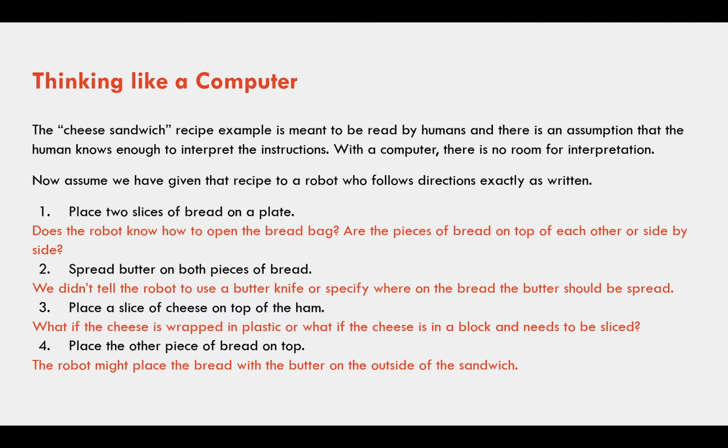Now, what about the cheese? The cheese could be in the fridge. We haven't specified where or how to get that. It might be in some sort of package, or in a block that needs to be sliced, with some preparation that needs to be done to the cheese. So obviously there are issues there. Also, with placing the last piece of bread on top, even if it's got all of the steps previously right, it might end up putting the butter on the outside, which would make for a very interesting sandwich.